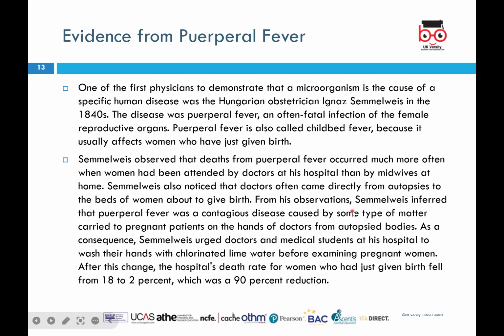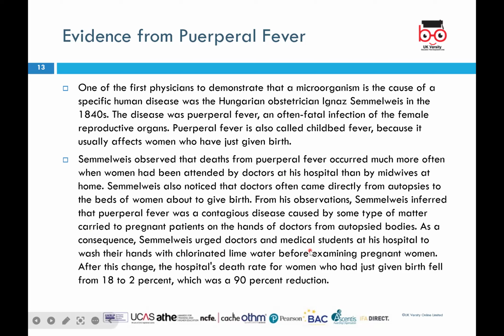Now he observed, and he said that puerperal fever was a contagious disease caused by some type of matter that was carried to pregnant patients on the hands of the doctors from autopsied bodies. So there were bodies that were cut open, and they were treated however they were treated, and those doctors came directly to the mothers who were pregnant. As a consequence, they developed this puerperal fever and died because of it.